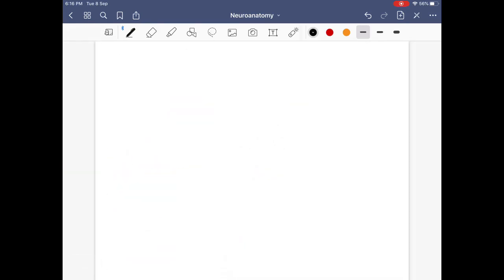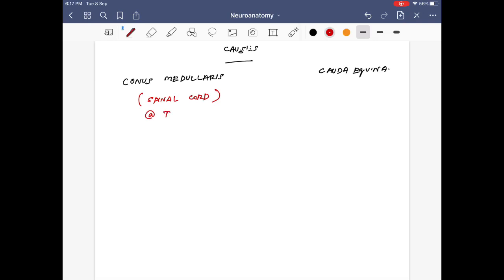Now we need to differentiate the causes of the respective syndromes. First, the conus medullaris, and we are going to differentiate it from cauda equina. The first and foremost thing to remember is that the conus medullaris is the spinal cord itself, lying at the level of the T12 to L2 vertebra. The cauda equina are nothing but nerve root fibers, which usually lie below the L2 or L3 vertebral level.